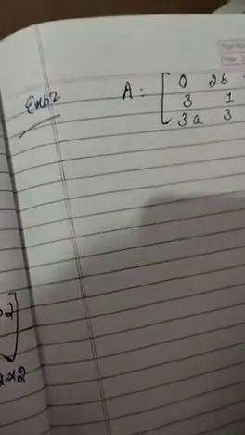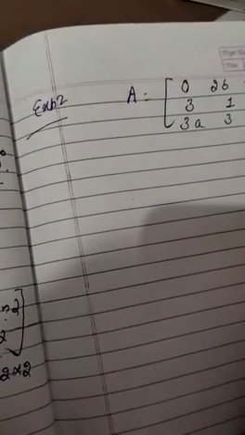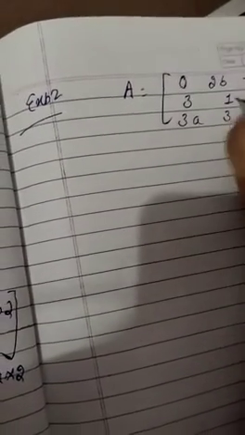Example number 2. Here they are given a matrix A whose value is 0, 2b, minus 2, 3, 1, 3, 3a, 3, minus 1. They said to find the values of a and b, and they mentioned that the matrix A is a symmetric matrix. A symmetric matrix we already know. What is a symmetric matrix? When A transpose is equal to A, then it is a symmetric matrix.